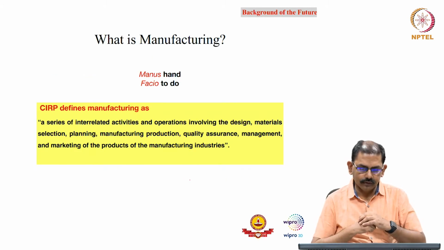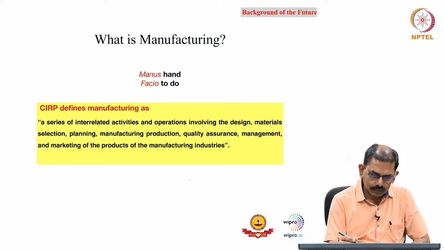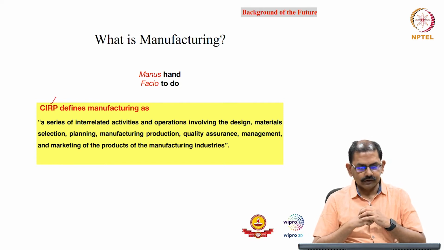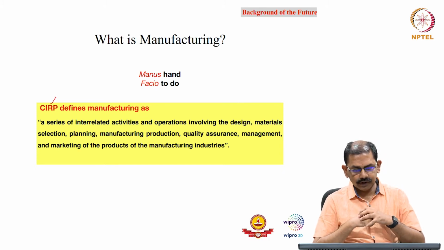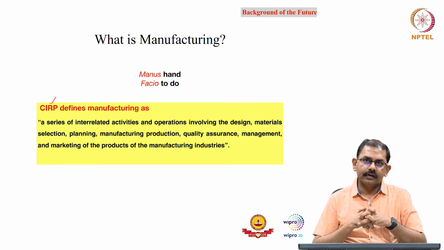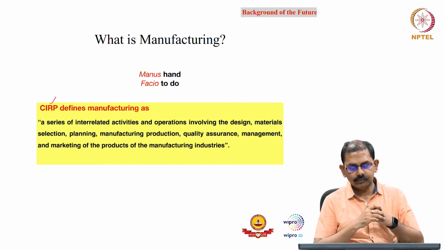I will now venture into the technical side. We will start with a very simple question: what is manufacturing, and how do you define it? I have taken the definition given by CIRP, which defines manufacturing as a series of interrelated activities and operations involving design, materials selection, planning, manufacturing, production, quality assurance, management and marketing. If you see this definition, it is highly encompassing. It covers more or less all functional areas of management.